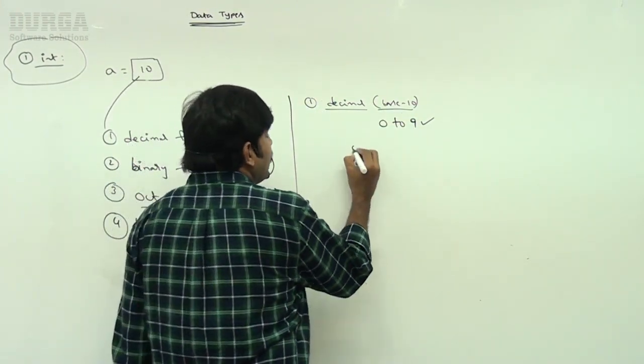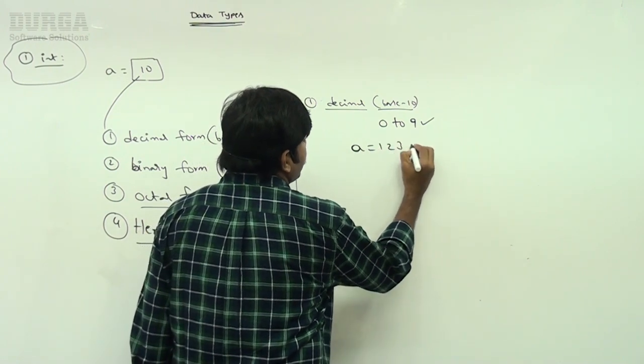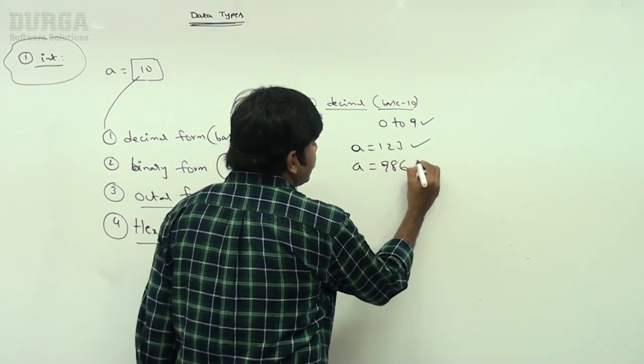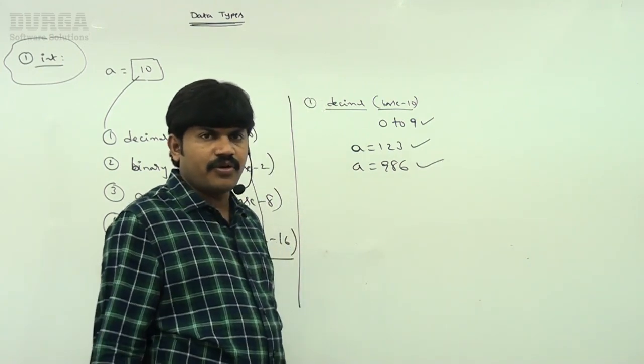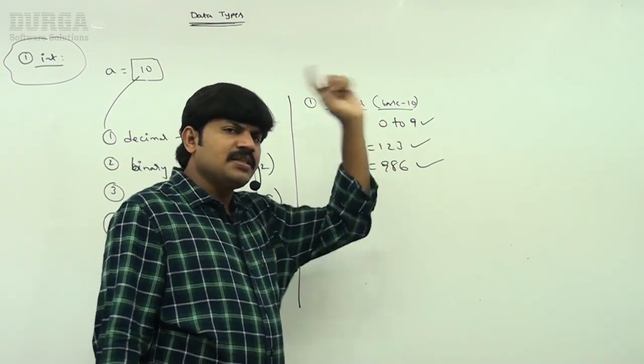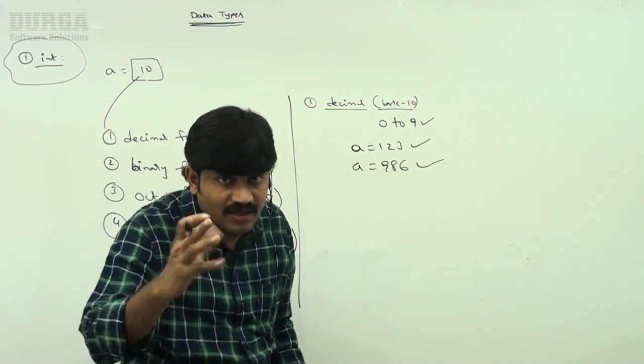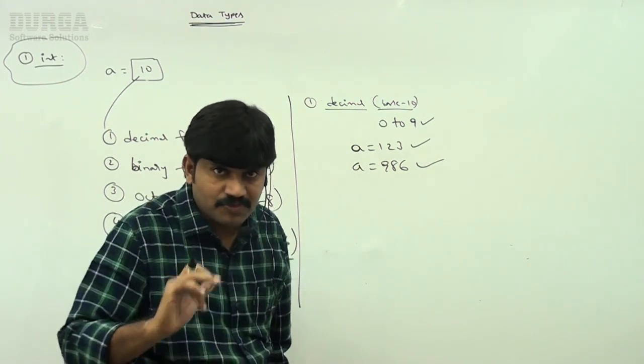Suppose I am taking a = 123, acceptable. a = 986, acceptable. Any digit from 0 to 9 is allowed. This is the default number system. It is not required to discuss much more about this one.